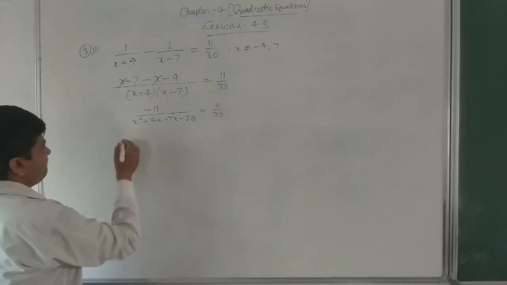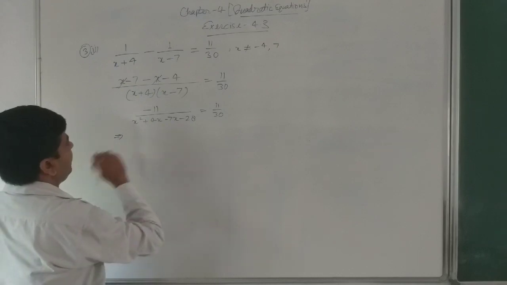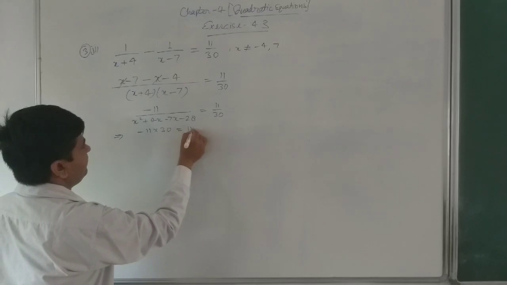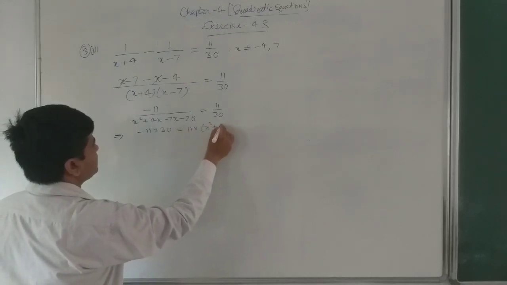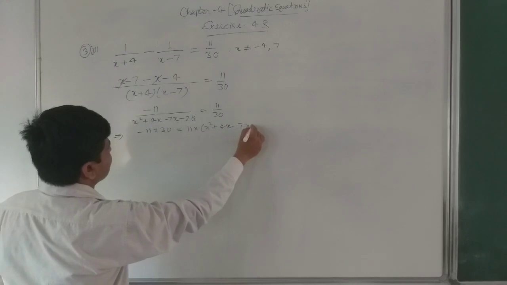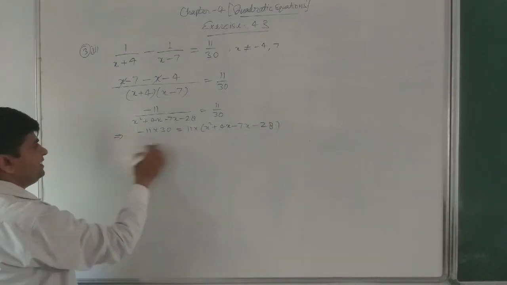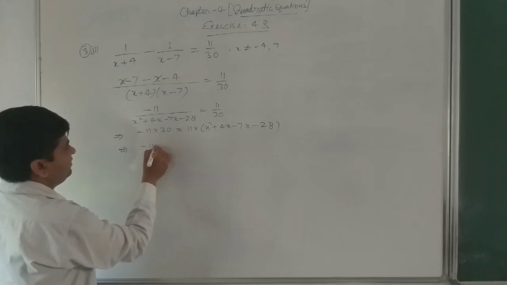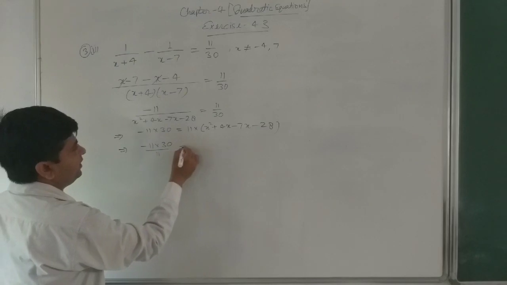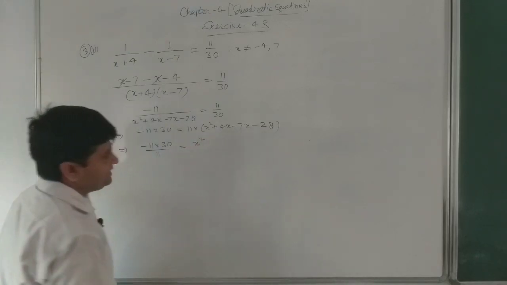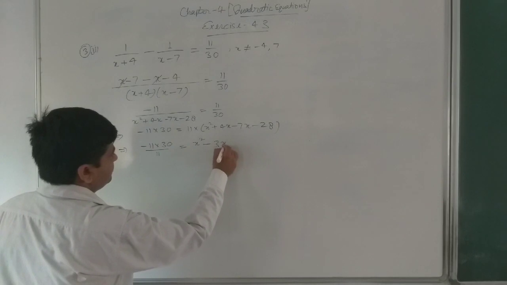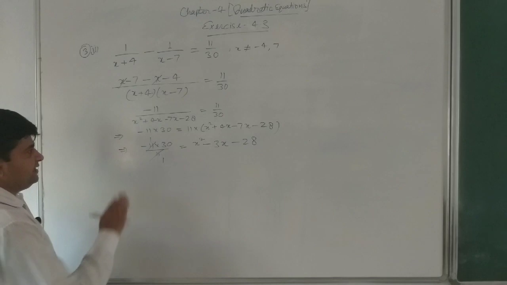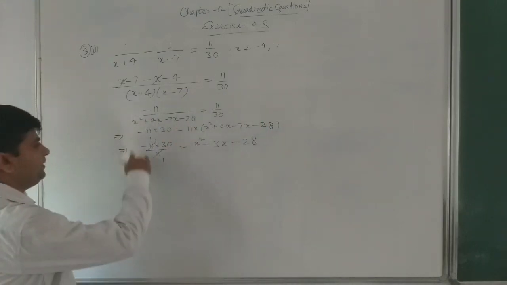Now on cross multiplying, it is minus 11 into 30 equals 11 into x square plus 4x minus 7x minus 28. Now this 11 we can shift to the LHS, so it is divided, that means minus 11 into 30 upon 11 equals x square plus 4x minus 7x, that will be minus 3x minus 28. This 11 is cancelled by 11, so it is left minus 30. This is shifted to the RHS, that will be added.